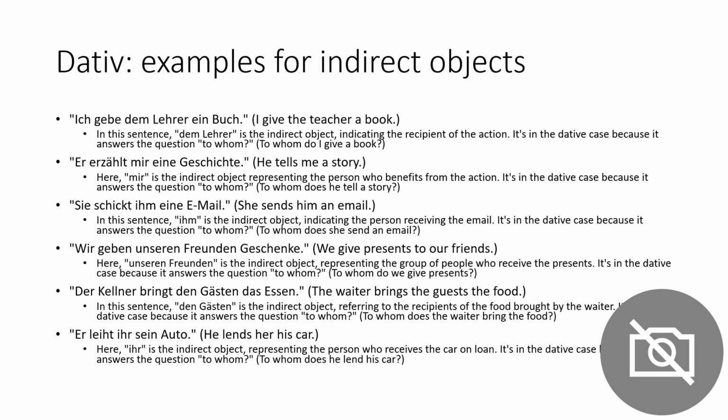On this slide, you will see some examples of sentences having two objects. Please pause the video here, read each sentence, and see if you can identify the direct object and the indirect object.